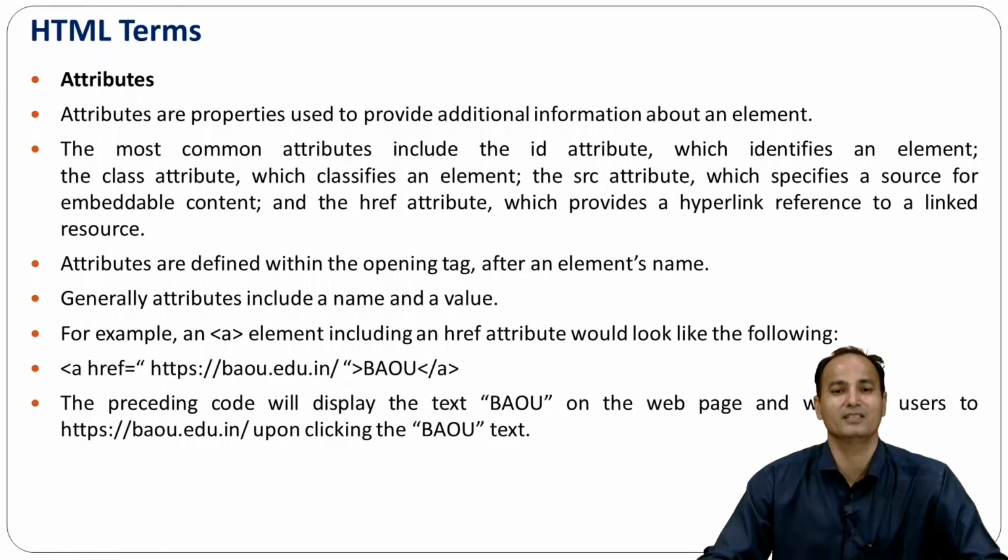Attributes are defined within the opening tag after an element's name. For the syntax, A stands for anchor tag, then href equal to the URL that we have specified, https://baou.edu.in. Then the greater than sign is there, then the content, and then the anchor tag is closed using a closing tag. The preceding code will display the text BAOU on the web page, and users will be redirected to the particular website when clicking on the BAOU content.